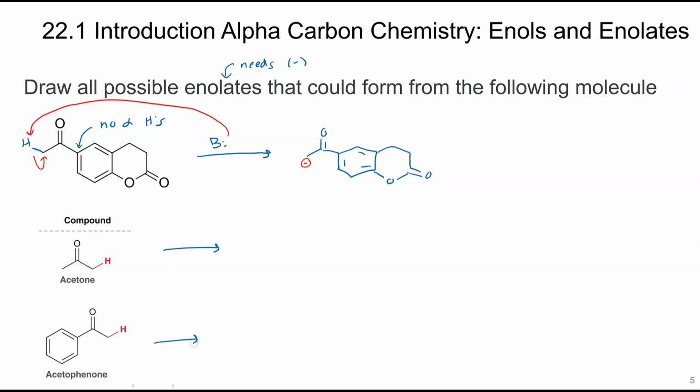For acetone and acetophenone, acetone has two alpha hydrogens, however they're equivalent because this is a symmetrical molecule. So this would be the enolate, which is in resonance with this one. Acetophenone, there again is no H here, so we just have to worry about this one getting abstracted.